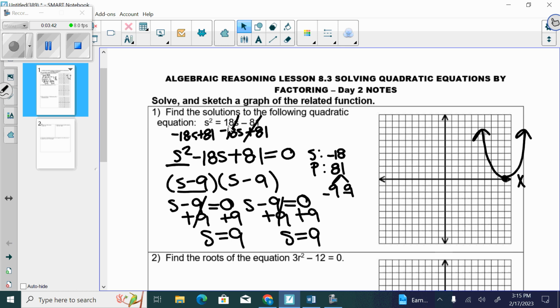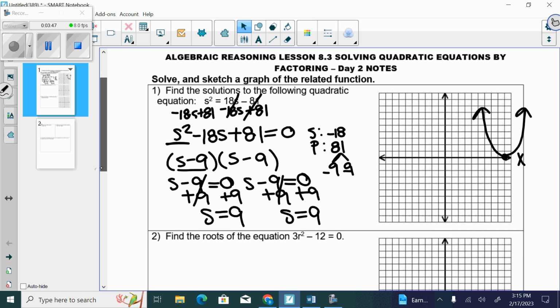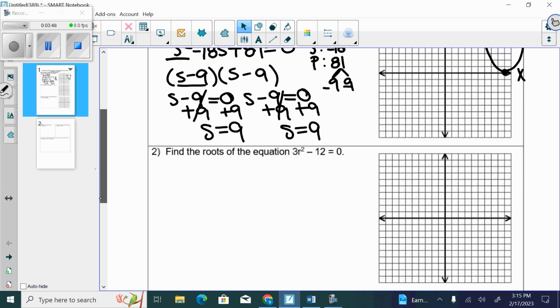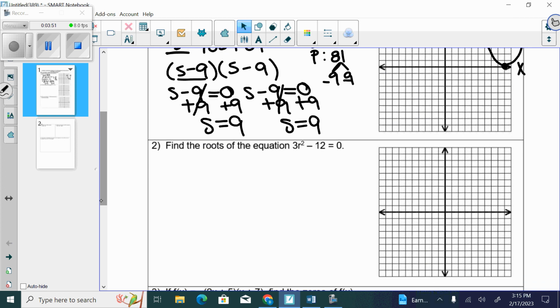Okay. Number 2. So the first thing we do is make sure it's set equal to 0. And is this one that way? Okay, so we're good there. So now we factor. So what do we look for first when we factor? GCF. Does this have one? Yeah, what's our GCF? Good. All right, so I got a GCF of 3.